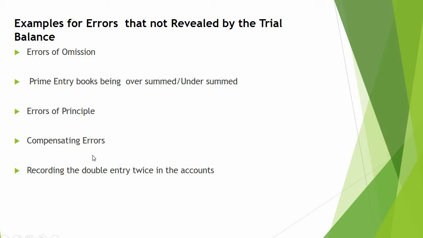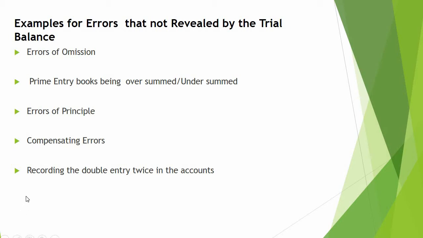Compensating errors. A compensating error occurs when two or more errors cancel each other. For example, if the fixed asset account is incorrectly totaled and understated by 600 and the rent account is incorrectly totaled and overstated by 600.